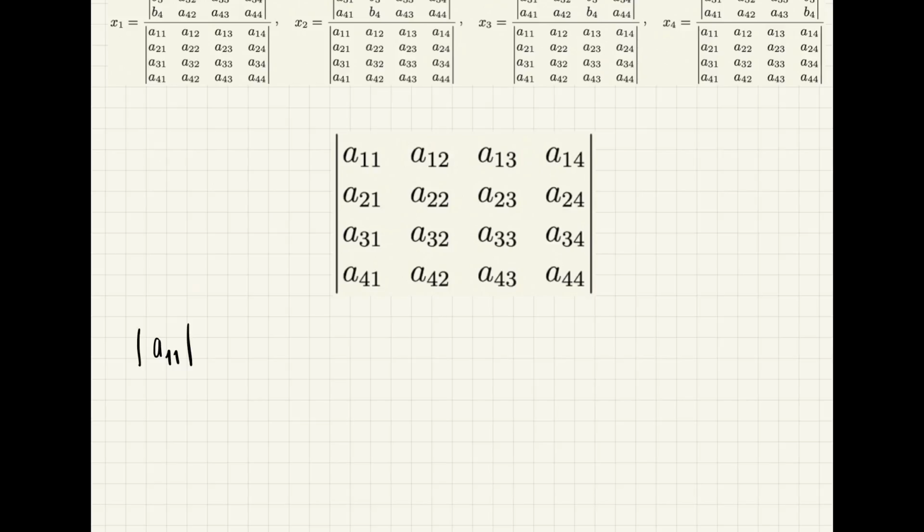Okay, how do you define a 1×1 determinant? My goal is to give a reasonable definition to this mathematical object.